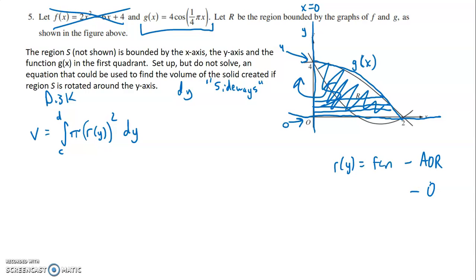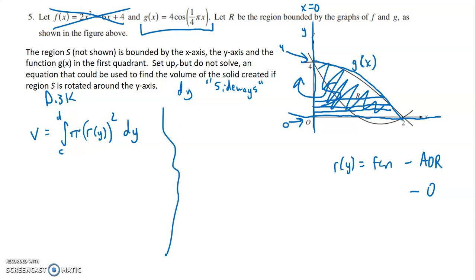So we're going to be doing minus 0 when we calculate our r of y. But we should put that minus 0 into the problem to show that we have accounted for it, or thought about the fact that the axis of rotation is 0. And I'll show you what I'm talking about here in a second.